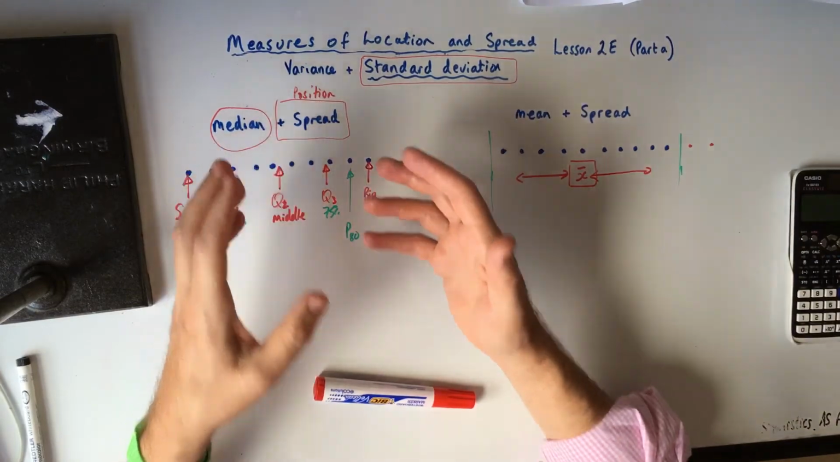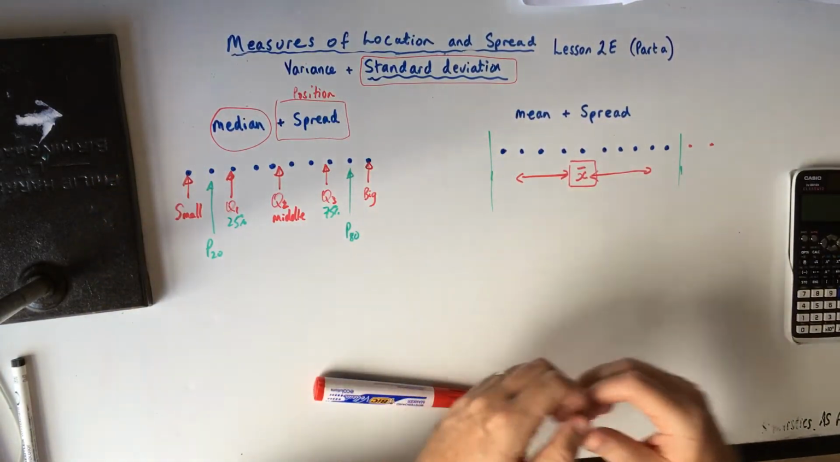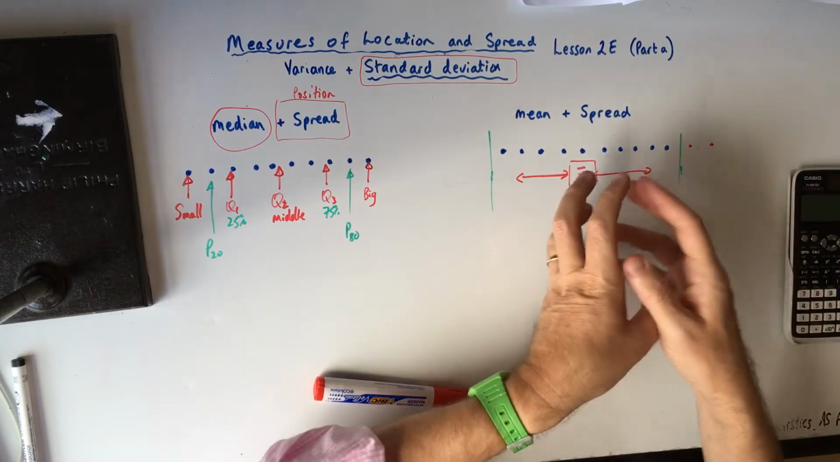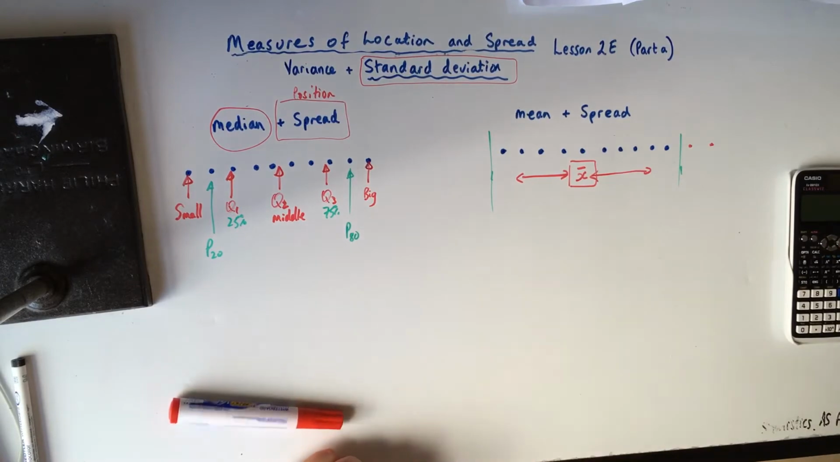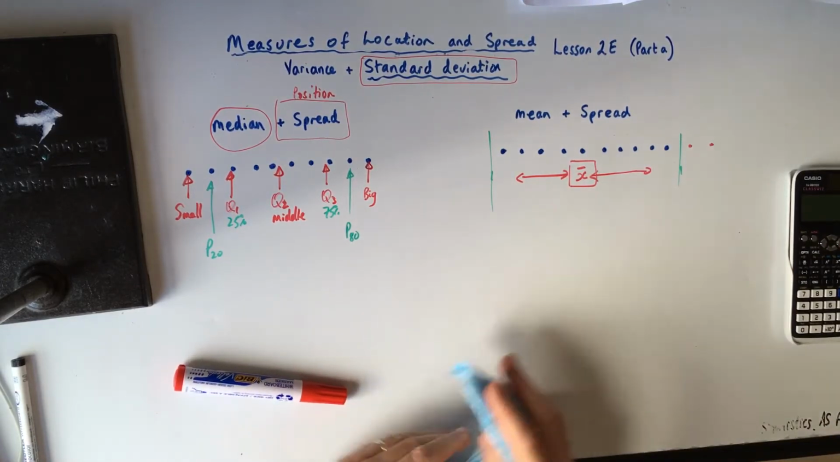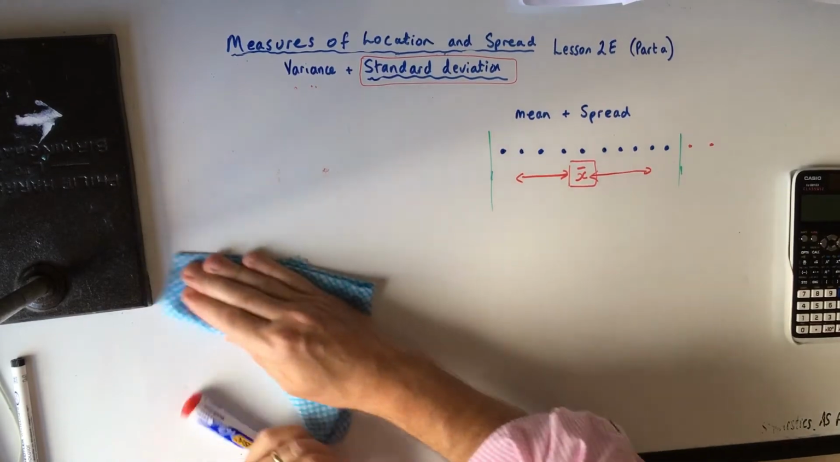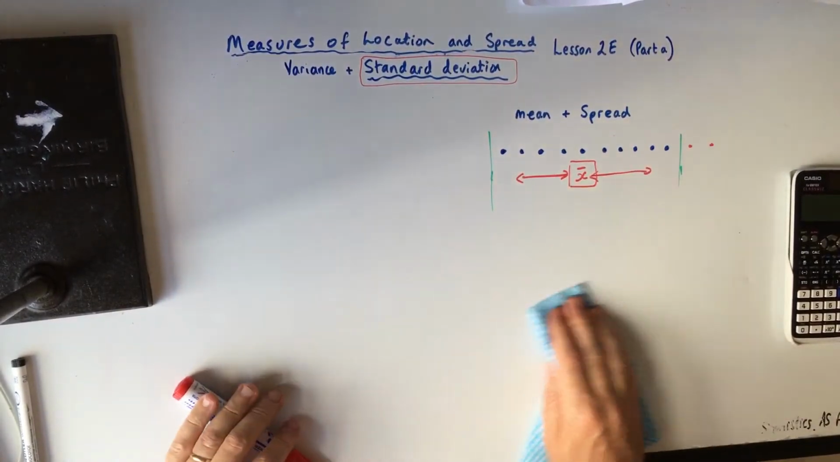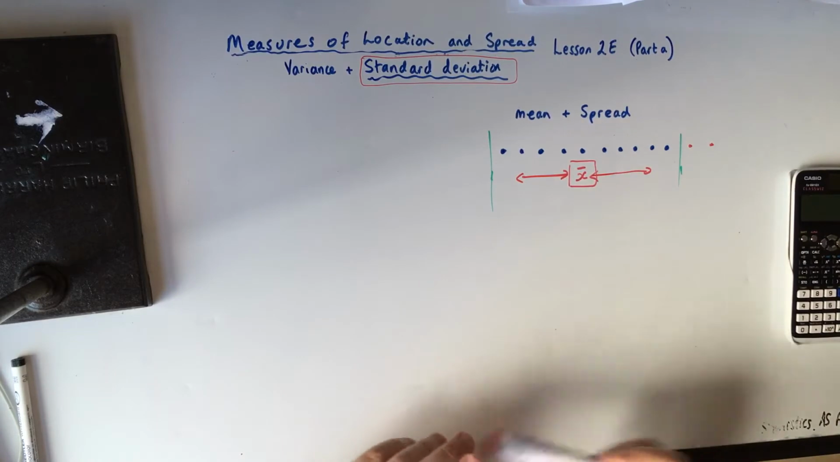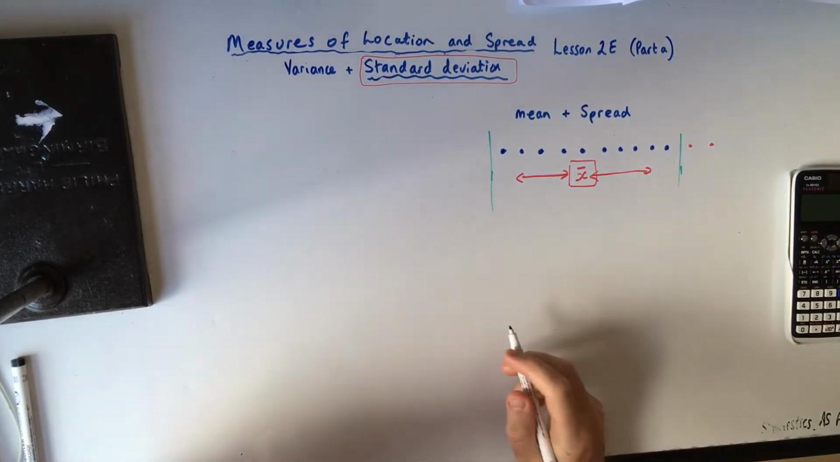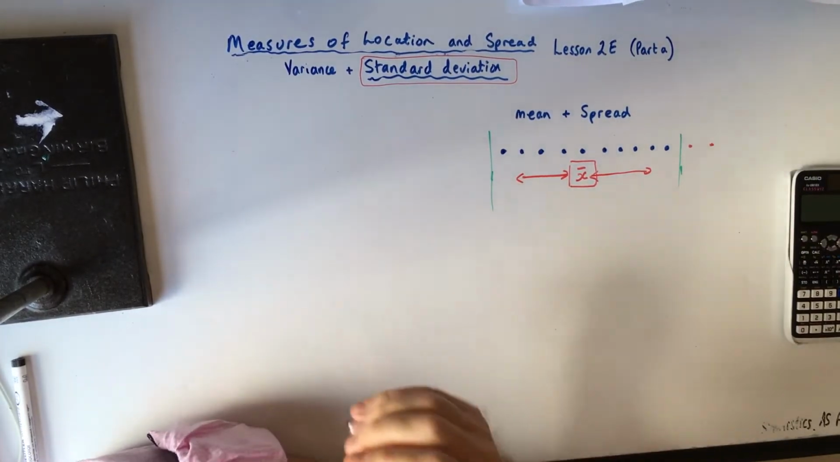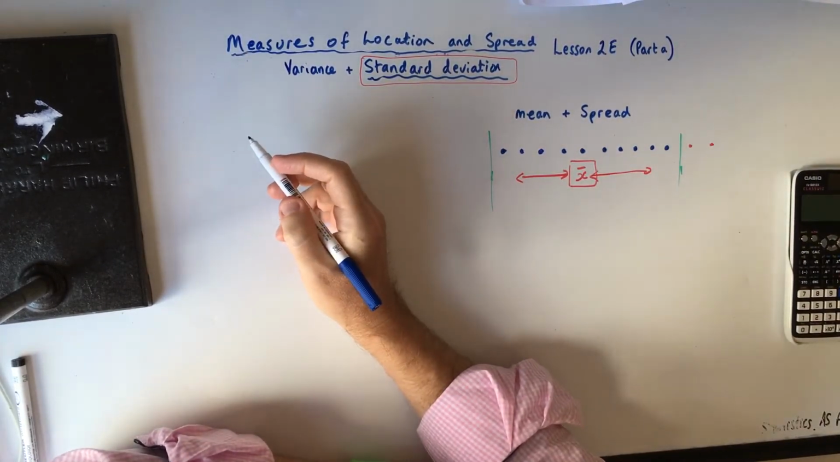Median and spread is median and interquartile range or range. Mean and spread, you use the standard deviation. So let's look at what it is and how it's calculated. Let's get rid of our median, we don't need that anymore. We're looking at this mean, so the mean and standard deviation, a few calculations here. So let's have a look at the standard deviation.